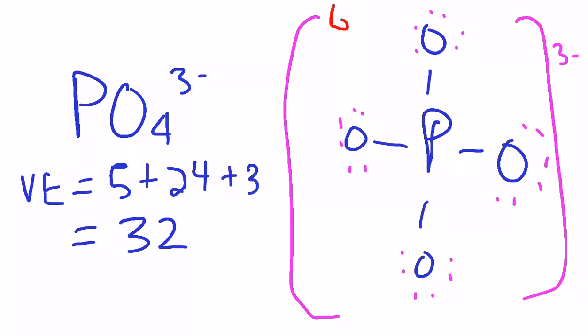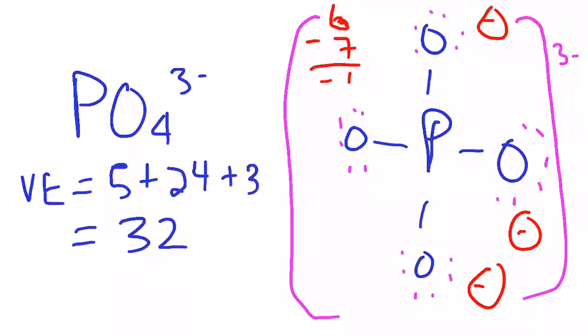So oxygen's in group 6, so it has 6 valence electrons. And then it has been assigned 1, 2, 3, 4, 5, 6, 7 electrons, so that's a -1. So each one of these oxygens, since they all have the same number of bonding and non-bonding electrons, has a -1 formal charge. Let's calculate the formal charge on phosphorus.